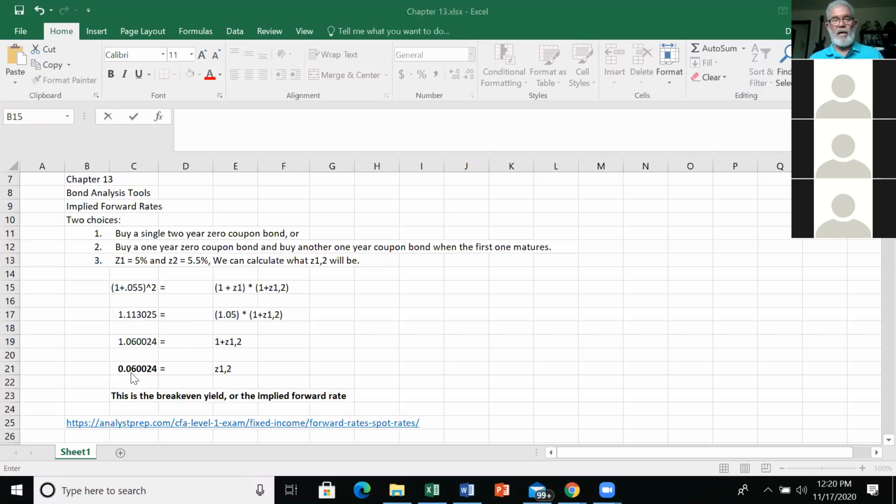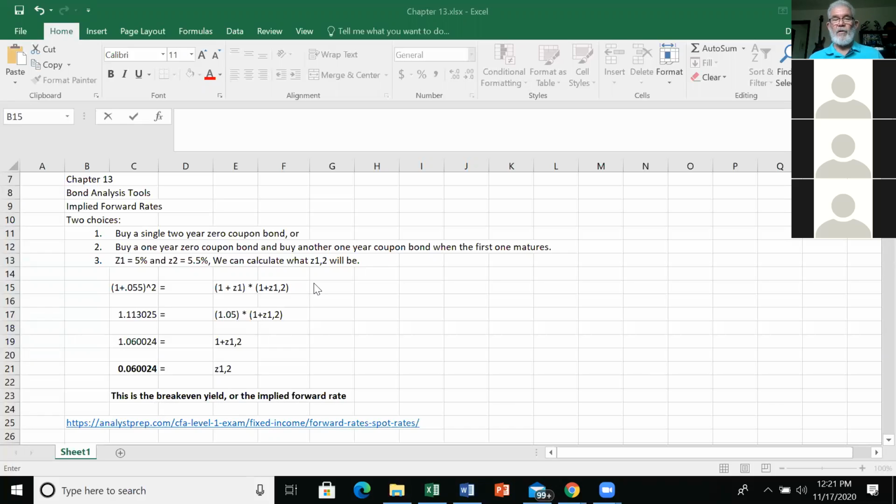Subtract 1 from both sides, and we find out that the interest rate in the second year, the second 1-year bond, has to be 0.060024, or 6%. And this is what's called the break-even yield, or the implied forward rate. And it has to equal this, otherwise you have arbitrage opportunities where people all over the world can jump in there and trade these interest rates and make money off of it. So that's basically all we're going to do with it.